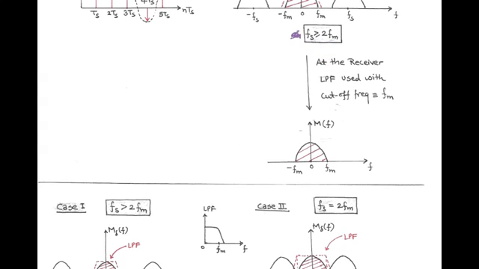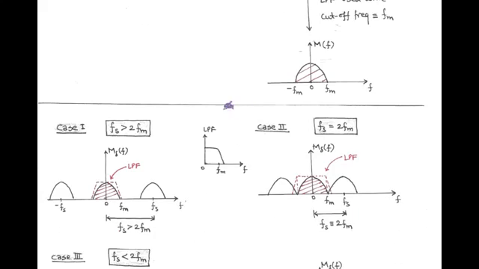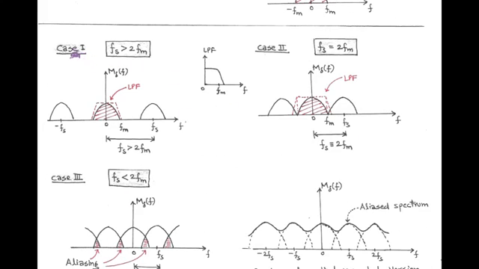Now we discuss the significance of the Nyquist rate. Why is the sampling frequency Fs always greater than or equal to twice FM? For this, we consider three cases. The first case is when the sampling frequency is greater than twice FM. As we know, the modulating frequency FM is the bandwidth of the modulating signal, and when we take the sampling frequency greater than twice FM, the low pass filter recovers exactly the original spectrum of the baseband signal without any distortion.